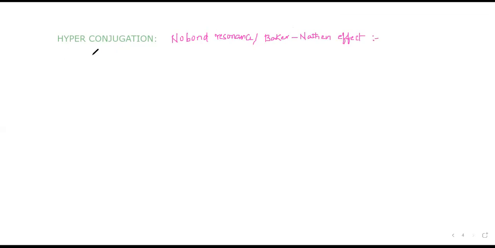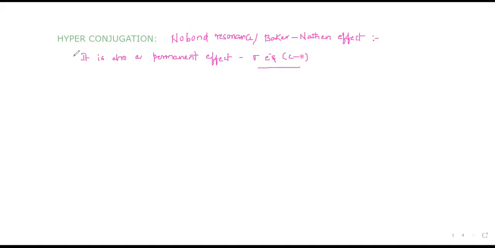It is also a permanent effect. Under hyperconjugation, the first point is that it is a permanent effect. And what type of electrons are involved? The inductive effect has the involvement of sigma electrons. The mesomeric effect is involvement of pi electrons or lone pair of electrons. But in hyperconjugation, involvement of what type of electron? Sigma electrons of only the C-H bond. All sigma electrons don't get involved in hyperconjugation, only sigma electrons of the C-H bond are involved.